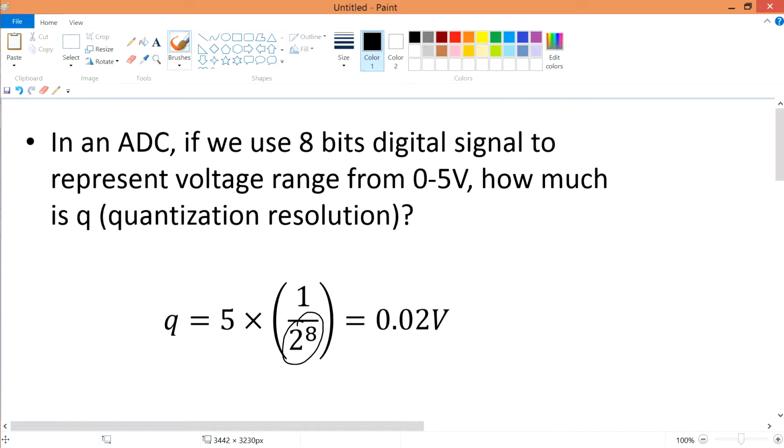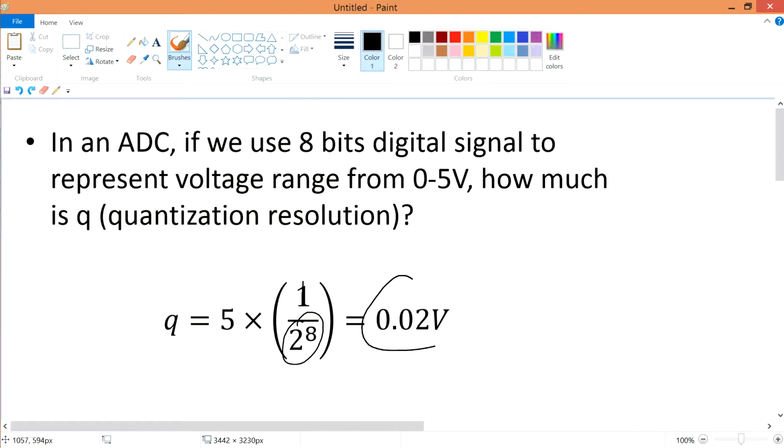This is your voltage times 1 over 2 to the power of your bit. In this case it's 8-bit, so I will just have 8. If it's for example 4-bit, then I'll have 5 times 1 over 2 to the power of 4. If the voltage is 10, then I'll just write 10 volt. So you see, 0 to 5 volt, this is why we have used 5 volt over here. Alright, so far so good. So eventually you get 0.02 volt.